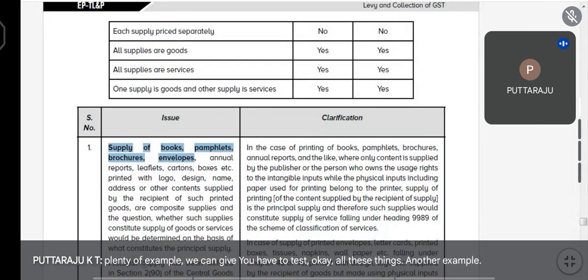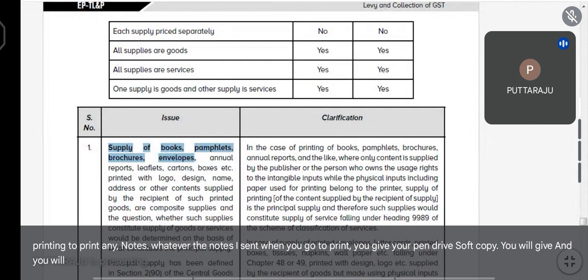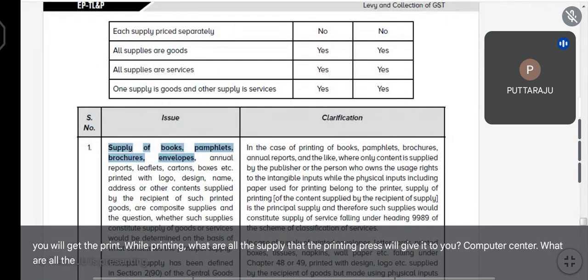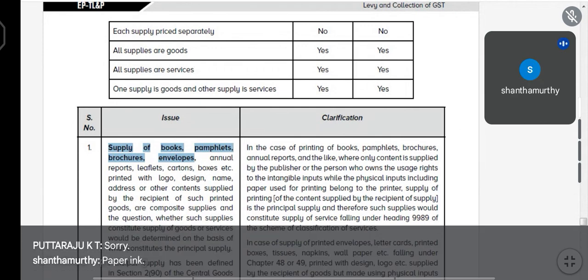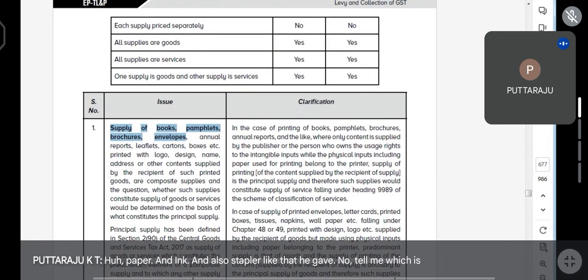Another example, when you go to printing, to print any notes, whatever notes I sent, you give your pen drive, soft copy you will give, and you will get the print. While printing, what are all the supplies that the printing press will give to you? Computer center. What are all the things he will do? Paper, ink. Paper and ink. And also stapler. Like that he gave. Now tell me, which is the principal supply?